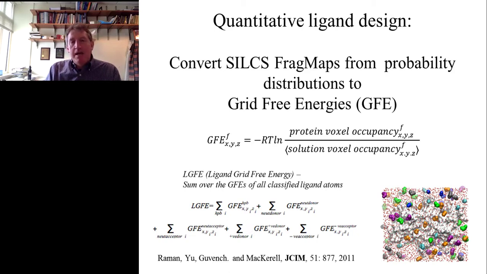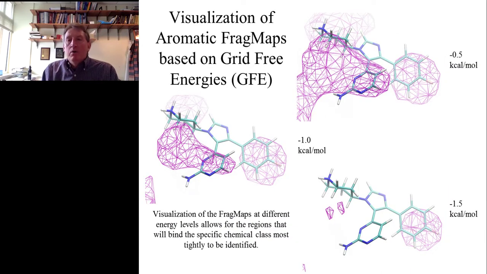It's not exactly the same as the experimental binding affinity, but we can use this to rapidly estimate the relative binding affinity of different ligands, different ligand modifications, and so on. Now, once we're working in the context of the grid free energies, we can start to look at our fragment maps at different contour levels. What I'm showing here are aromatic FragMaps at contour levels of -0.5, -1.0, and -1.5. And you can see as we go to more favorable energies, we focus in on the regions where, in this case, an aromatic group will bind most favorably.